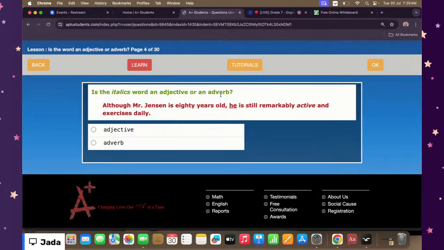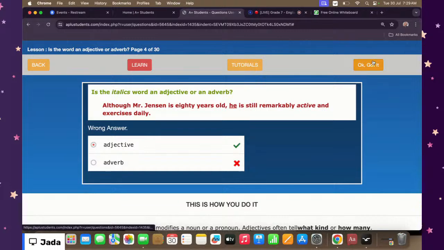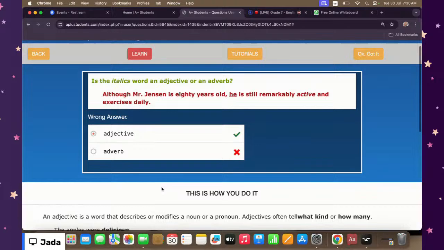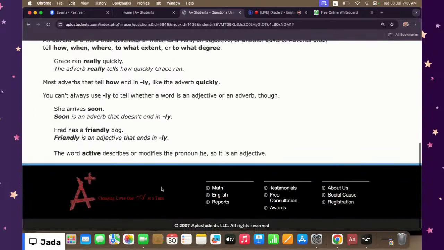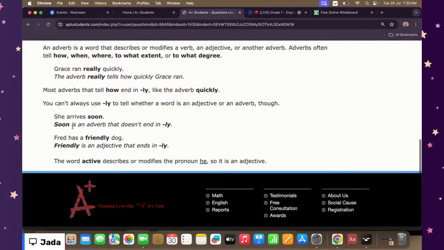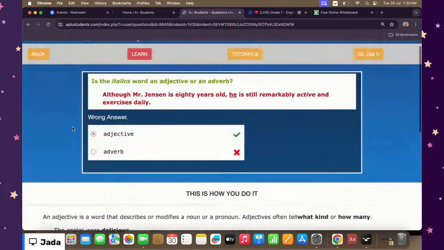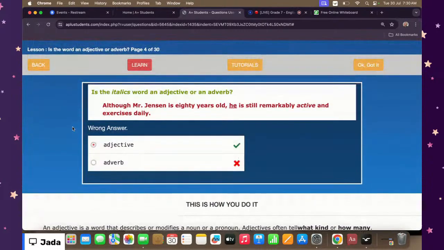Okay. So you can make your choice. If you feel confused, just take notes. So just like this now, I click on the adverb, but it's not the adverb, it's the adjective. So I'm not going to just let it go. I will just scroll down and understand better. Okay, so make sure that you take notes. If you get anything wrong, please take notes. Okay? So let's do the last question.